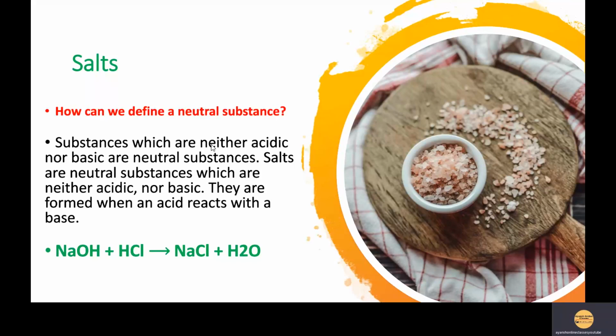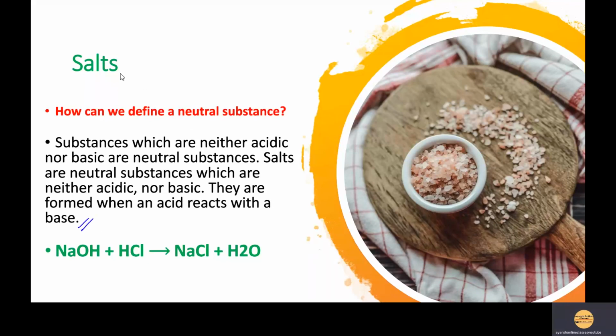Okay, if there is a category of substances which is not showing the characteristic of acids as well as the bases, we are going to term them as the neutral substances. And salts are the neutral substances which are neither acidic nor basic. They are formed when an acid reacts with a base. Now, how exactly are we getting these salts?